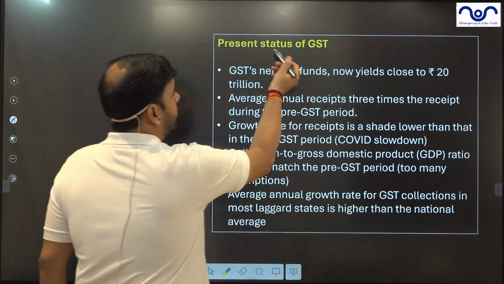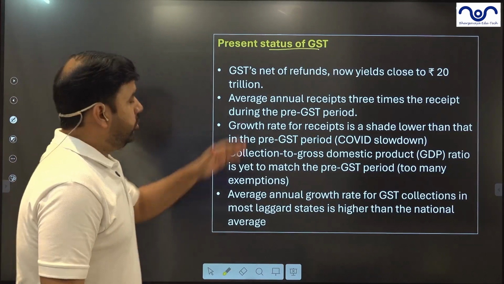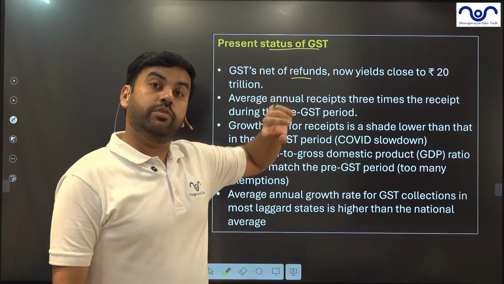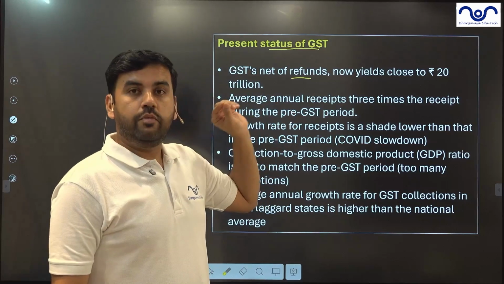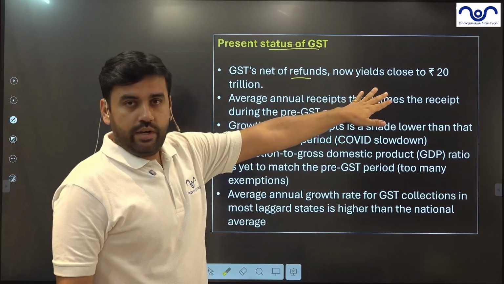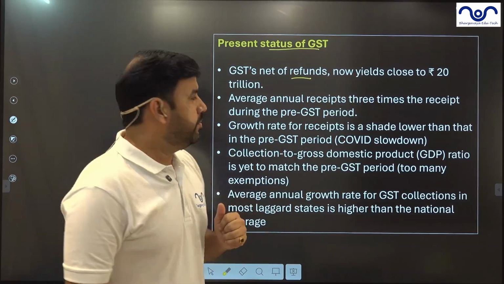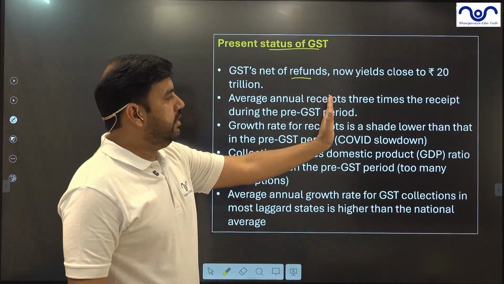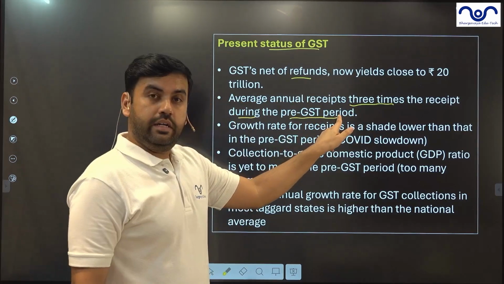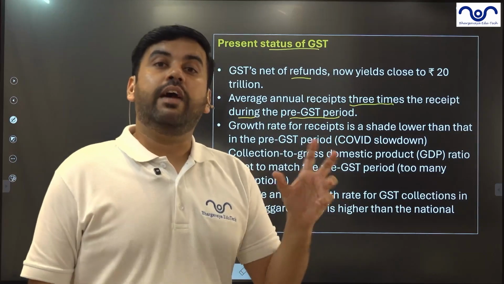Now the present status of GST, which was mentioned in the article. Let's take this very quickly. GST, net of refunds, meaning what was returned in the form of tax input credit, is now around 12 lakh crore, so 2.5 lakh crore was paid in the reverse. The average annual receipt is 3 times the receipt of the pre-GST period. So before GST, that is before 2017, we were collecting 5 lakh crore.